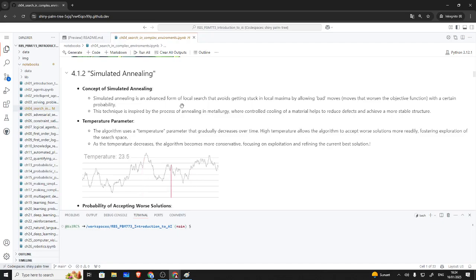So the idea is that things are cooling. Metals are cooling.